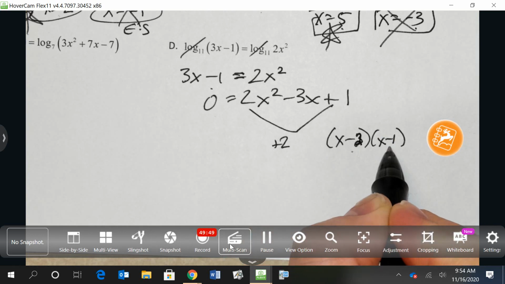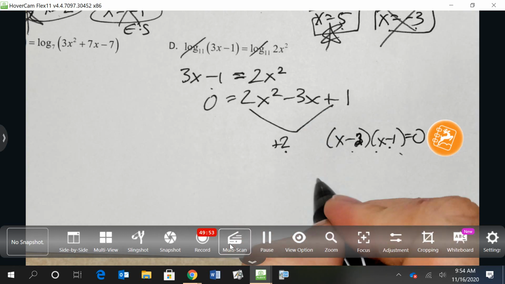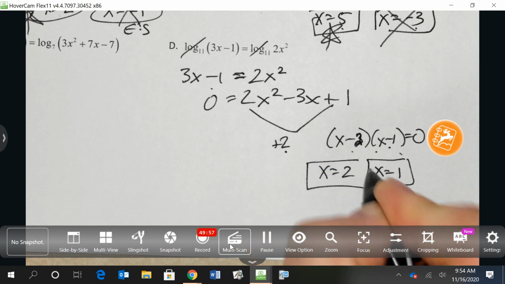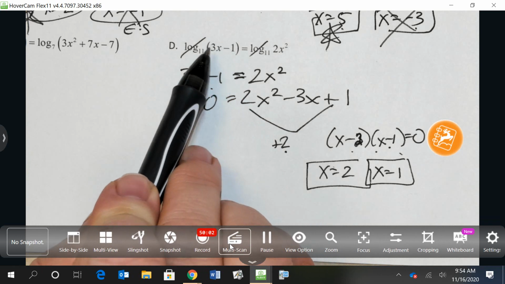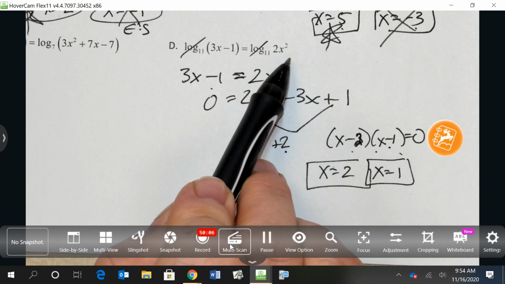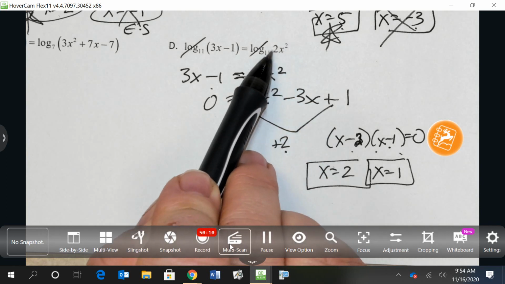Negative 2 and negative 1 multiply to give you 2 and combine to give us negative 3. So x equals 2 and x equals 1. Now let's see, are they both the answers? Only one. So I'm going to start with 2. 3 times 2 is 6. 6 minus 1 is 5. It's positive. 2 squared is 4. 4 times 2 is 8.